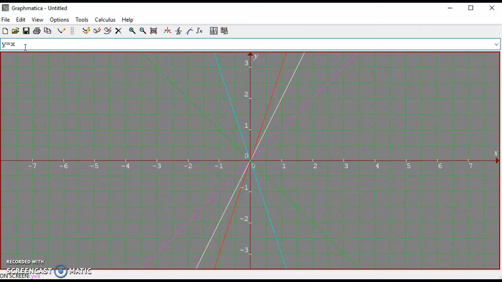So for instance, if I put 0.2x, as it's a relatively small positive number, I'd expect a gradient which is sloping uphill, but not terribly quickly. And you can see that's exactly what occurs. So if we clear all those now and refresh our screen, I'll just put y equals x back in.